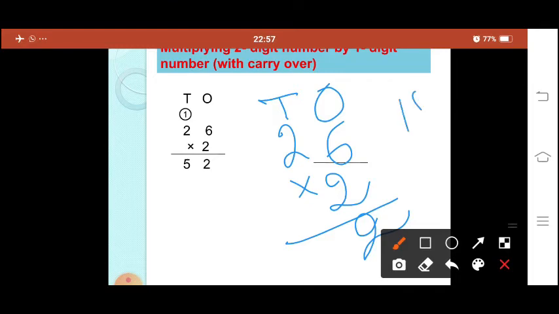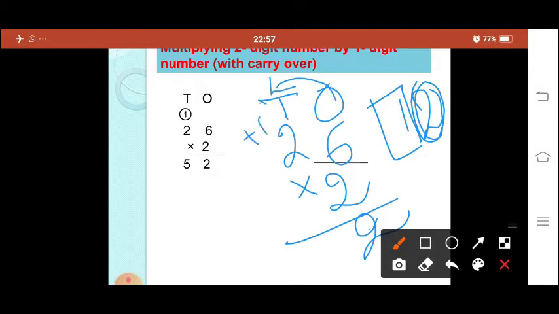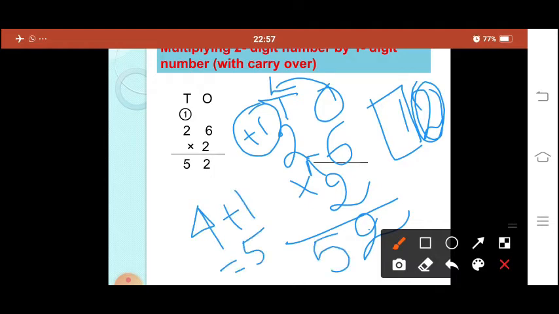So what am I getting? 12. In that, the unit place number I will write in the unit place, but what about that 1? Yes, this 1 will be carried over to the tens place. Now 2 twos are 4. This 4 plus 1, 4 plus 1 equals 5. So I will write that in the tens place.